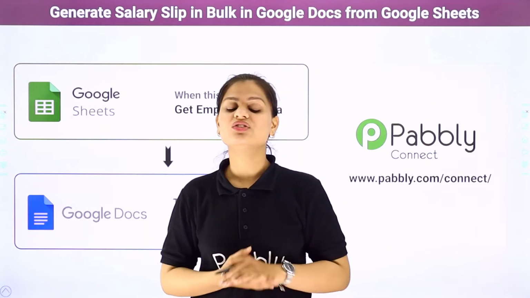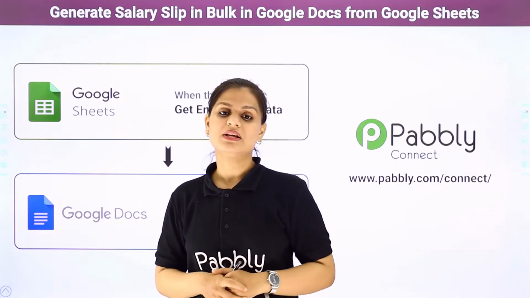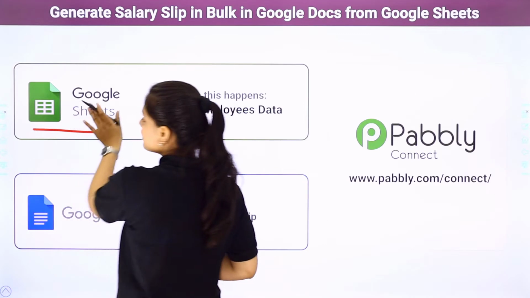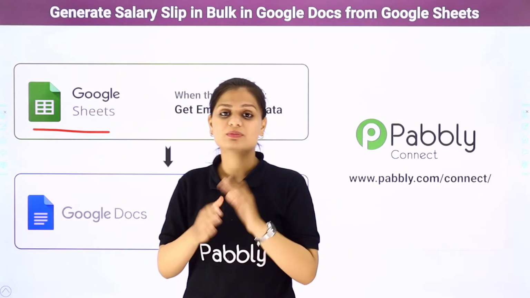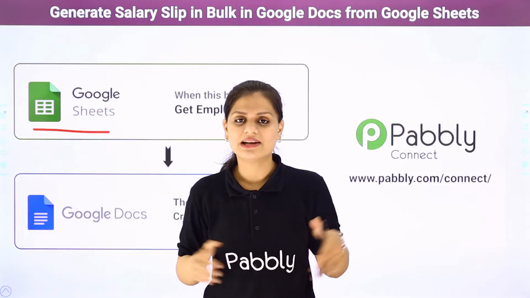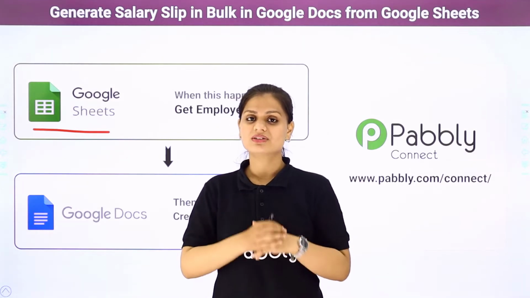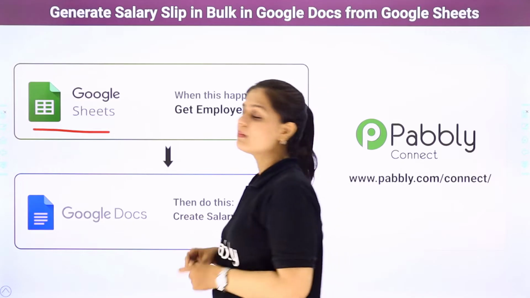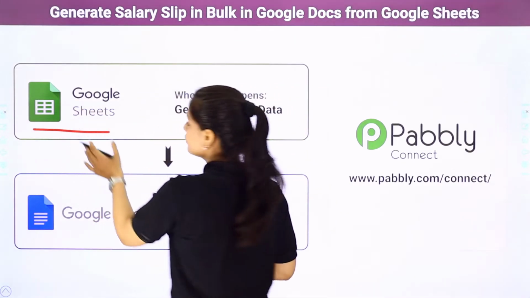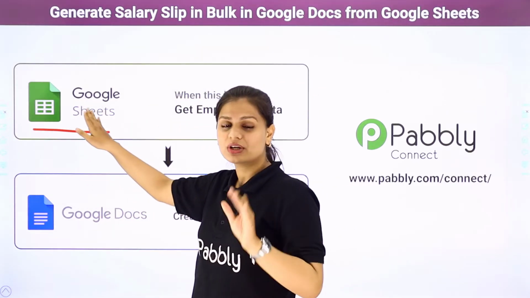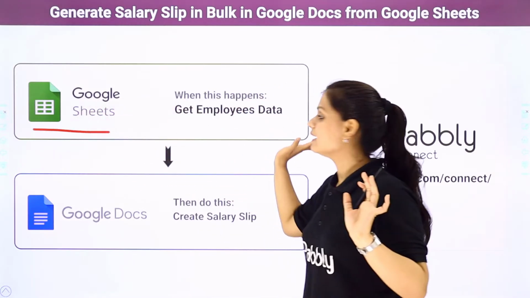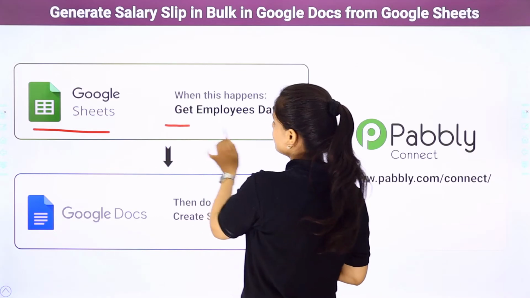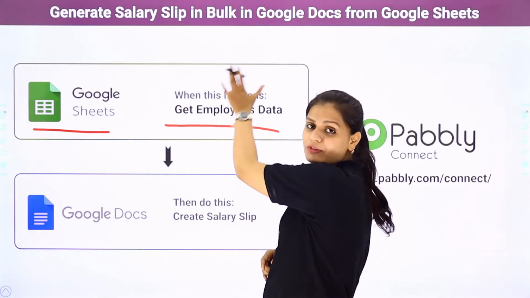Let us first understand what software applications I am using. I am using Google Sheets. Google Sheets is an online spreadsheet program where you can create databases in the form of spreadsheets really very easily. The idea is I have the data of all my employees in my Google Sheets. From that data I want to create the salary slips. How? From this I'm going to get the details of employees.